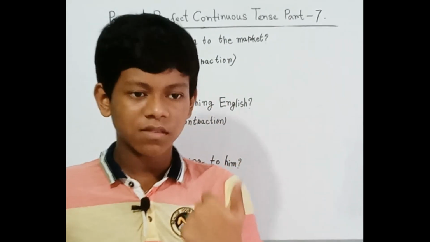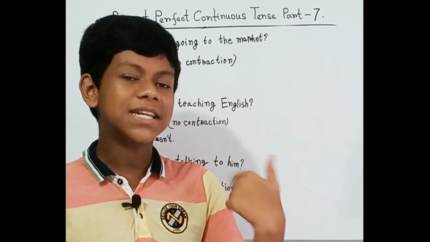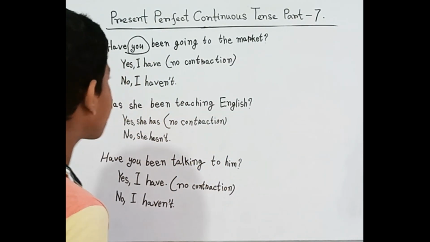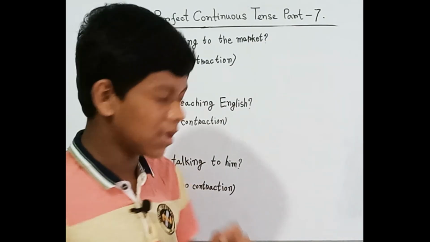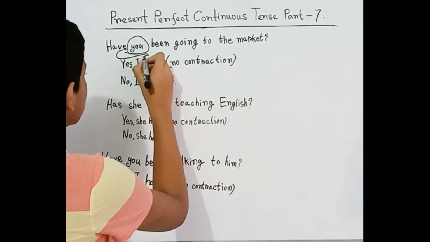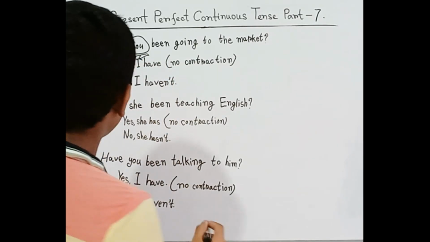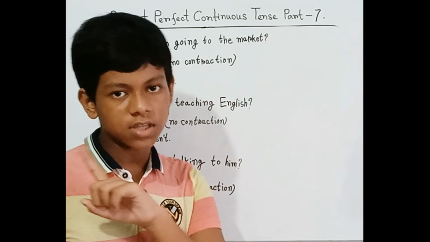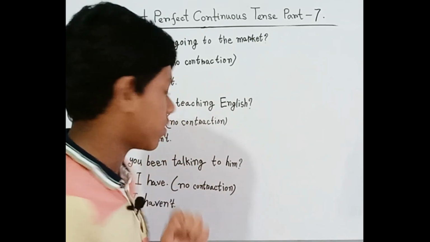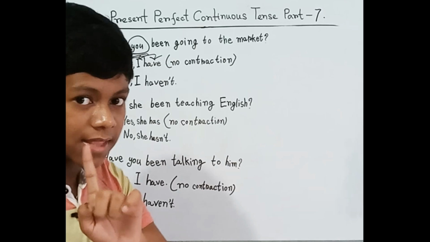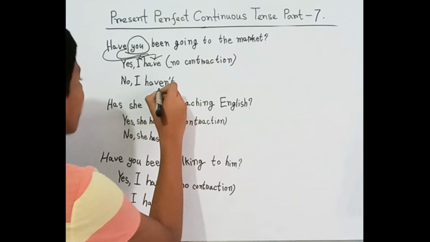Same like if you ask me something, I can't say you. It indicates you. If I indicate myself, then I can say I. So it's kind of a rule. At that time we can use what? I. And same here, we have also used the have. And in the positive, no contraction will be used, but in the negative, there's one contraction, that is haven't.